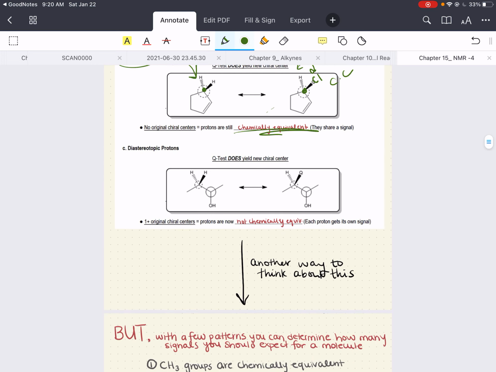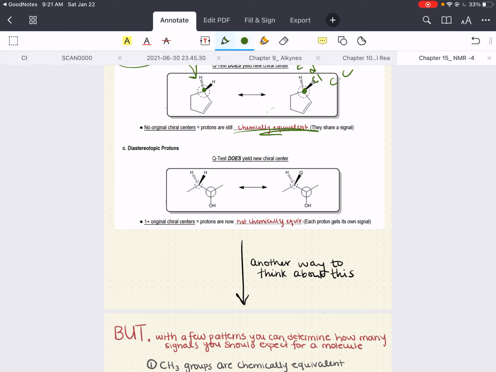They're only going to give off one signal in NMR. Fantastic. Now, if your test yields a new chiral center and your molecule already has another chiral center somewhere else, then your protons are diastereotopic, and they're not chemically equivalent.